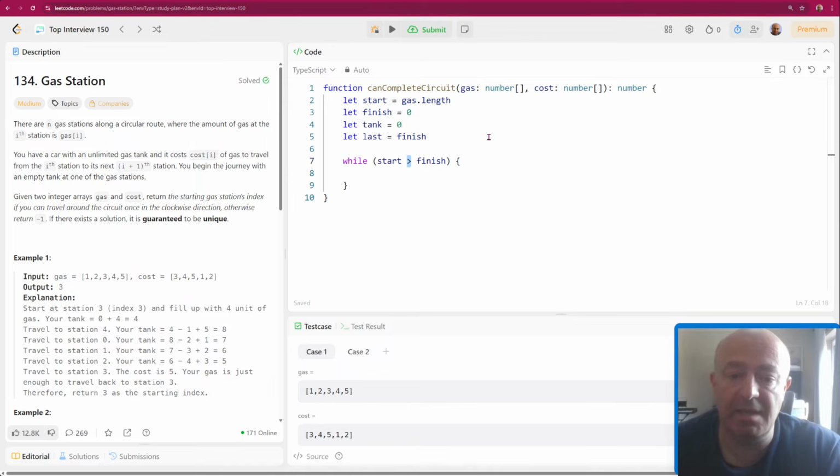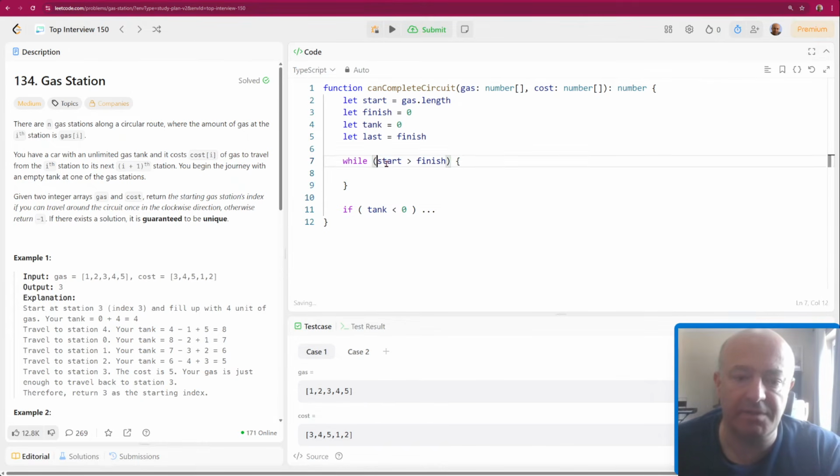I need a strict inequality here, not greater or equal to, because remember what our tank indicates. Tank means if it's positive or 0, that is basically the amount of fuel left if we reach the next station. So the last time start is greater than finish, this is when the next station would be reaching back to start. Okay, so at that point I have to get out of this loop and potentially check if tank is negative or not, right? And we'll do that a bit later.